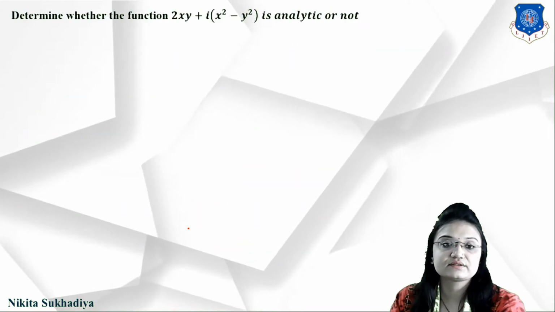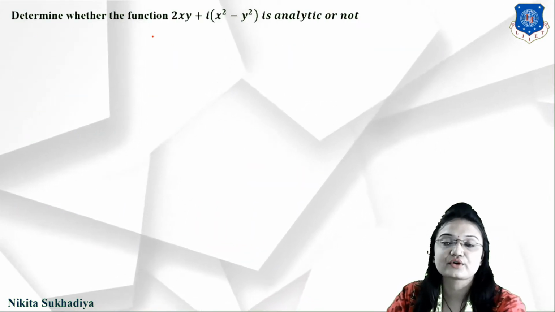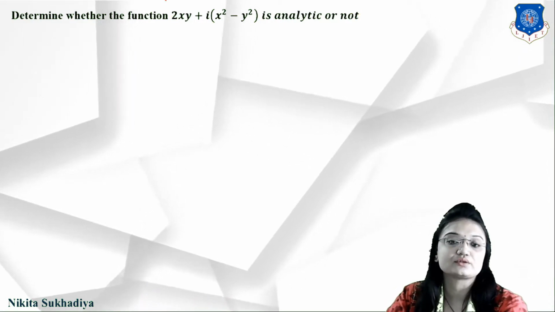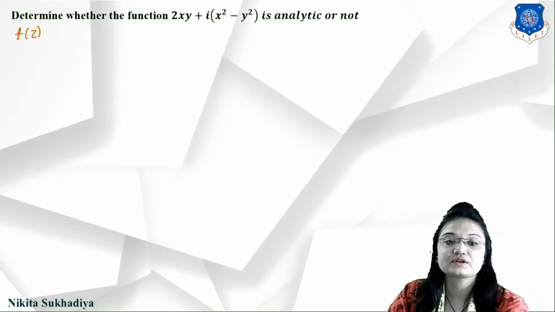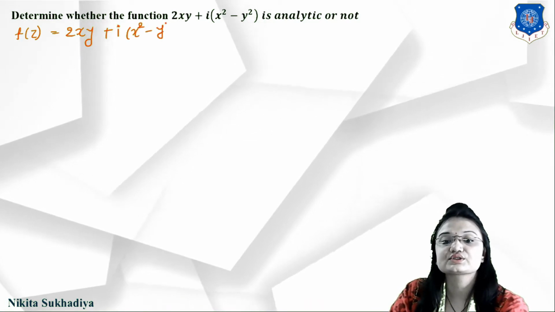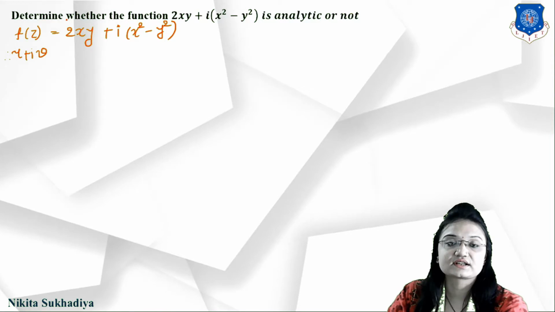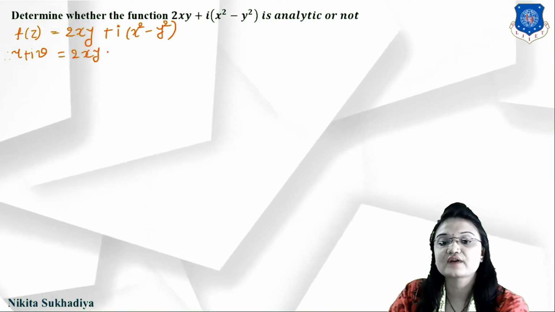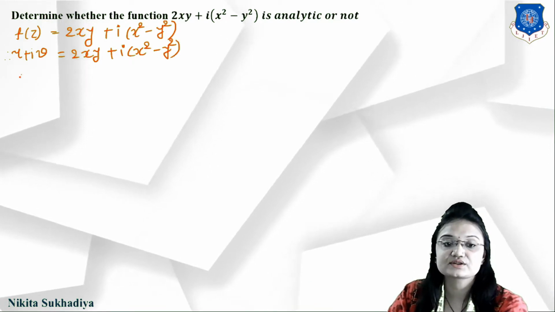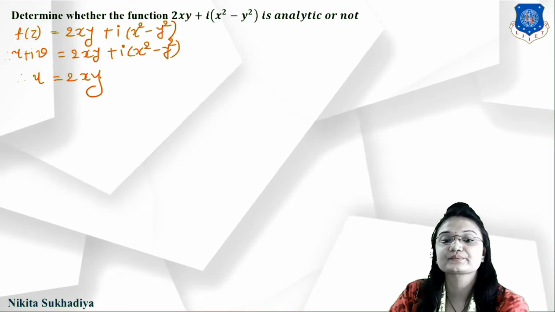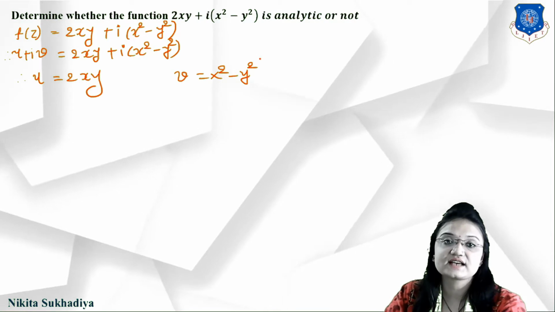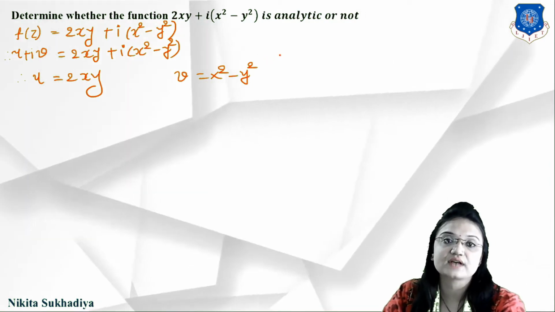Okay, let us understand with an example: determine whether the function 2xy plus i times (x square minus y square) is analytic or not. So here we have f of z is equal to 2xy plus i (x square minus y square). This f of z is nothing but u plus iv. Now compare real and imaginary parts. So we get u is equal to 2xy and v is equal to x square minus y square. Now I am using CR equations to prove whether this function is analytic or not.